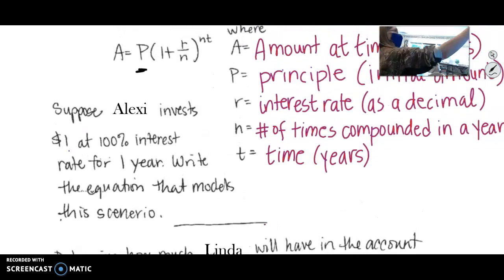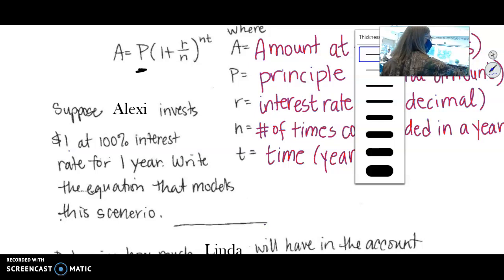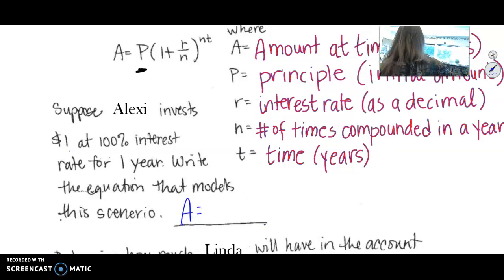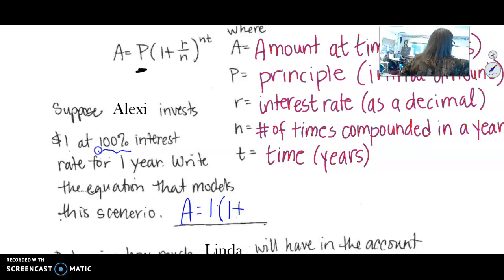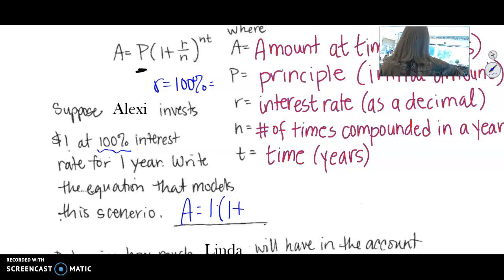So the amount we have, we don't know, so that's going to be A. And I'm going to do this, we don't have a whole lot of time. So what's going in for P, the initial amount? How much did you know? $1. Do I need to write it? No. I will, though, just for now, but I'm going to simplify it in a second. Then I have 1 plus 100%. R is 100%. What is that as a decimal? Not 1.0. Move the decimal over 2 places, you get 1.